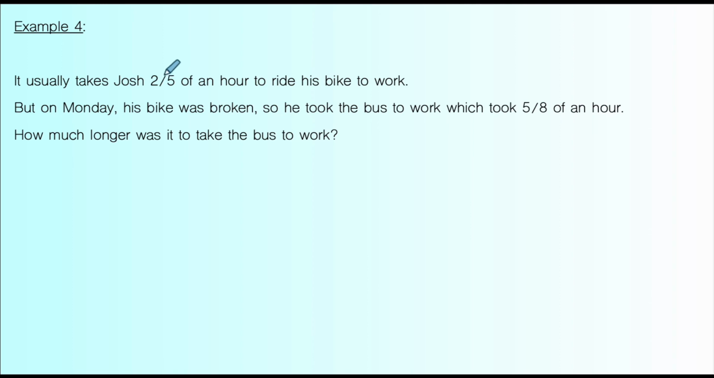It usually takes Josh 2/5 of an hour to ride his bike to work. But on Monday, his bike was broken. So he took the bus to work, and that took 5/8 of an hour. How much longer was it to take the bus to work? So how much longer? That's another way of asking, what's the difference? What's the difference between taking the bus and riding the bike? And difference is a fancy word for subtraction. When you find the difference between something and something else, you subtract the two. So how much longer was it to do one versus the other?